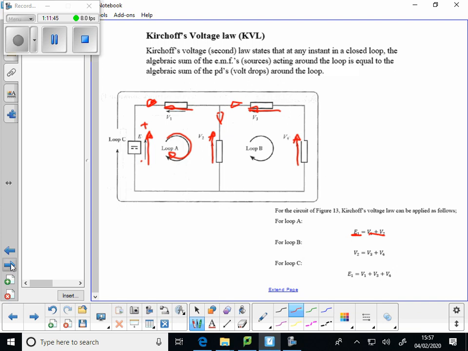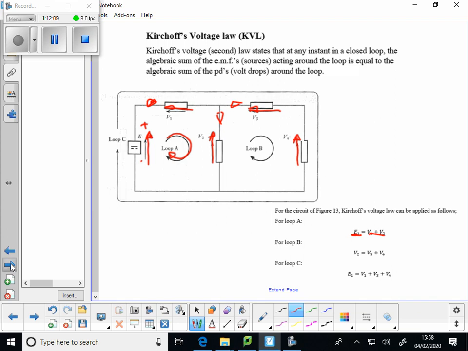Is that any help, or not? Yeah? Yeah. I mean, yes, it can get more complicated than that. You know, probably next week we'll be looking at circuits where there's more than one source in it. Alright?